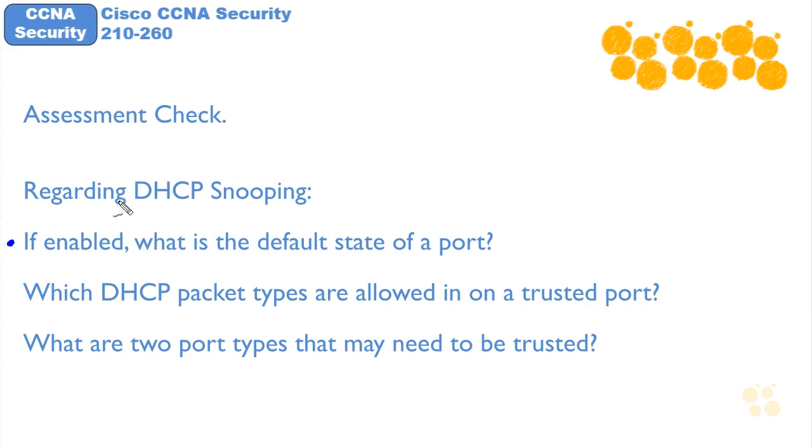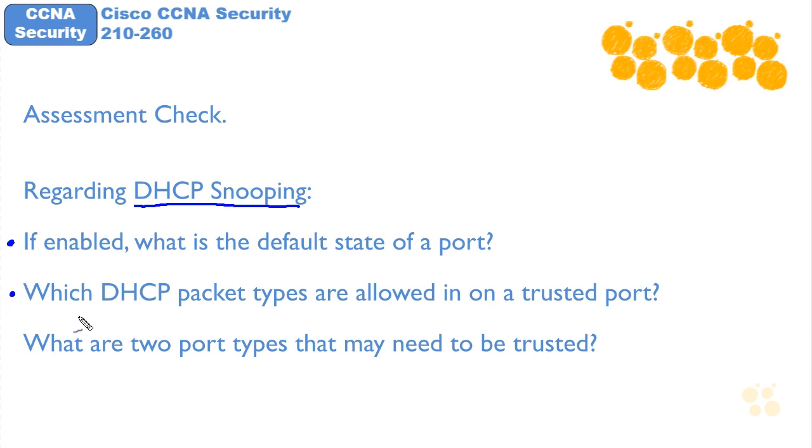Question number 1 reads, regarding DHCP snooping, if that feature is enabled on a Catalyst switch, what is the default state of a port regarding DHCP snooping? And if you said, by default, it is an untrusted DHCP port, if that's your answer, excellent.